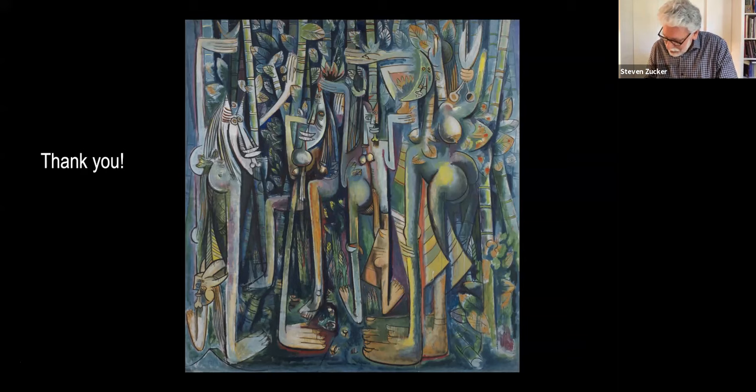But one question is asking if you could unpack a little bit a reference that you made early in the talk about Lam's rejection of the picturesque, and a little bit about what the picturesque might have meant to him at that moment. Yeah, great question.